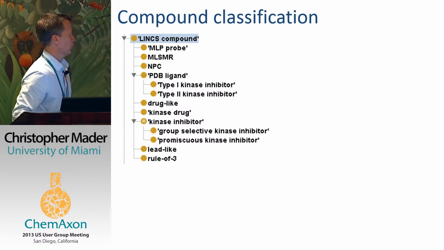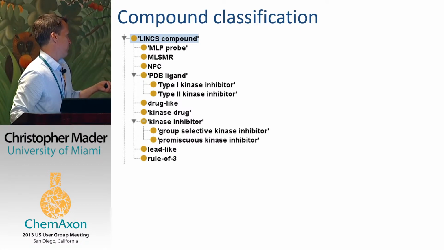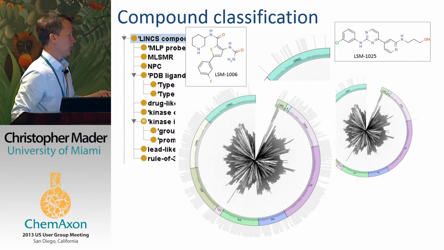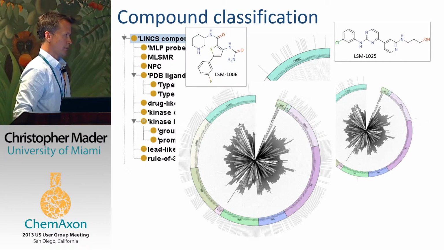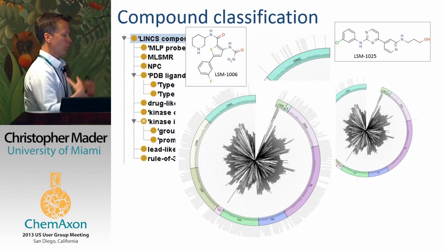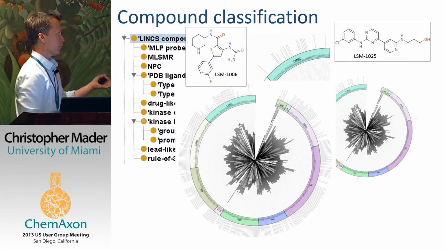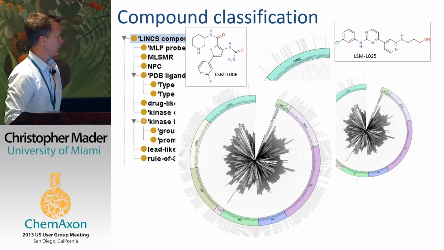Okay, so this is an example of how we've added just a little bit more information on top so that you can search. We did some analysis to identify, say, promiscuous inhibitors in the data set. So as we load the data, we also did various kinds of analysis. Just one example is promiscuous kinase inhibitors.